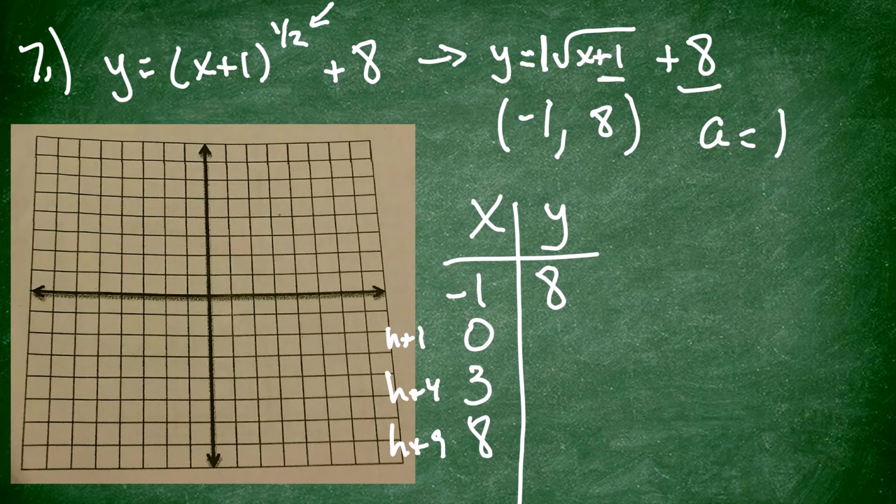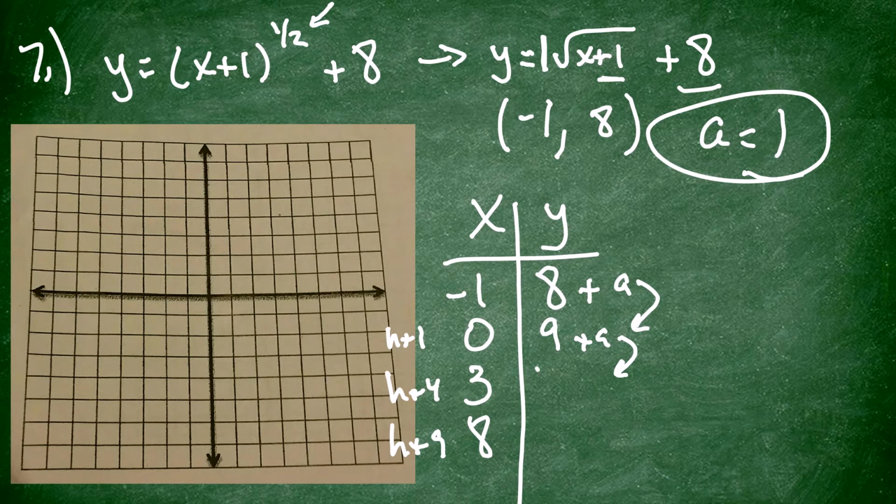Now, I can plug it in if I want, totally plug it in, but I'm going to use the a trick. So I'm going to do plus a to get my next level. 8 plus 1 is 9. Then I add a to get my next level. 9 plus 1 is 10. Then I add a again to get my next level. Alright, so I have negative 1, 8, 9, 0, 9, 10, 3, 10, and then 8, 11.